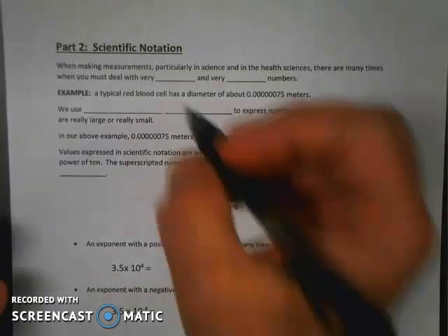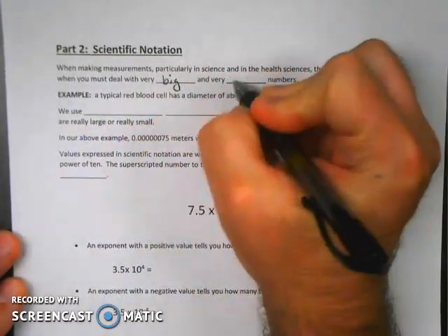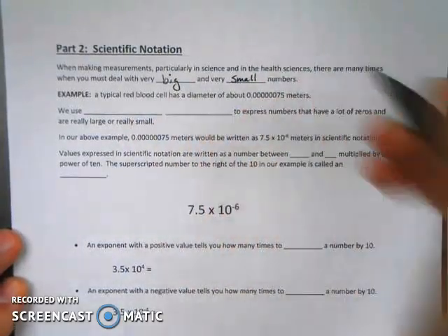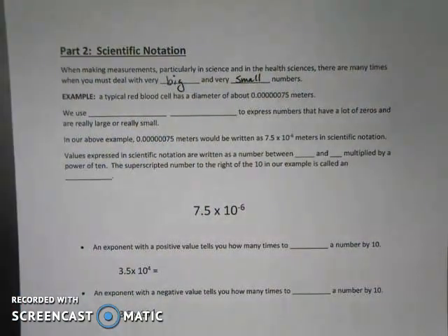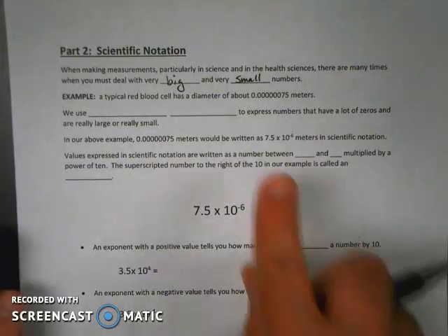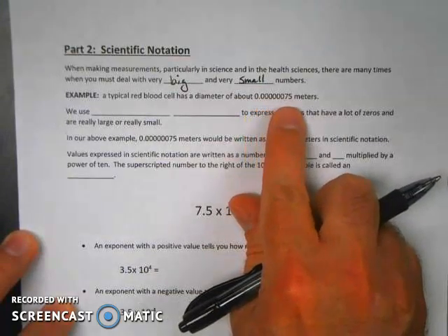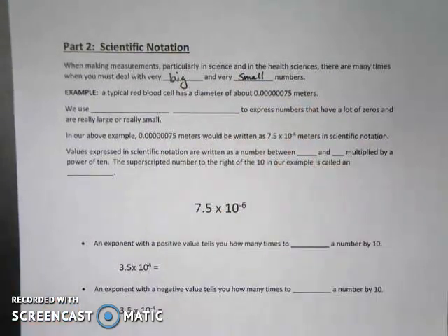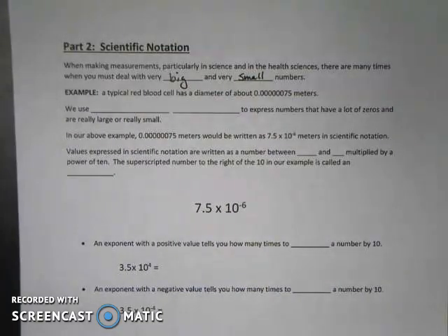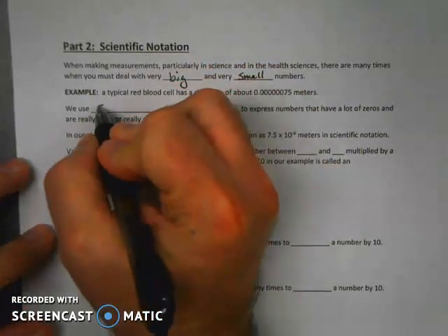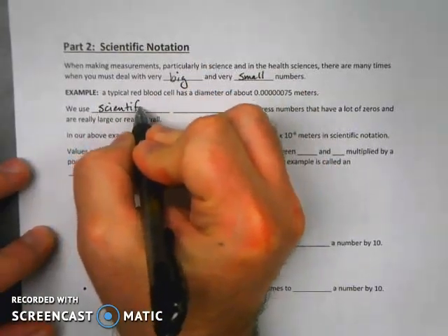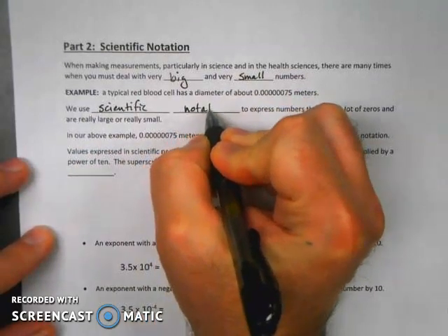An example of which would be a red blood cell. A red blood cell has this diameter, 0.00000075 meters. Well, all of those zeros, you can make a lot of mistakes with those. So scientists developed a notation that they can use to represent really big and really small numbers, and that is called scientific notation.